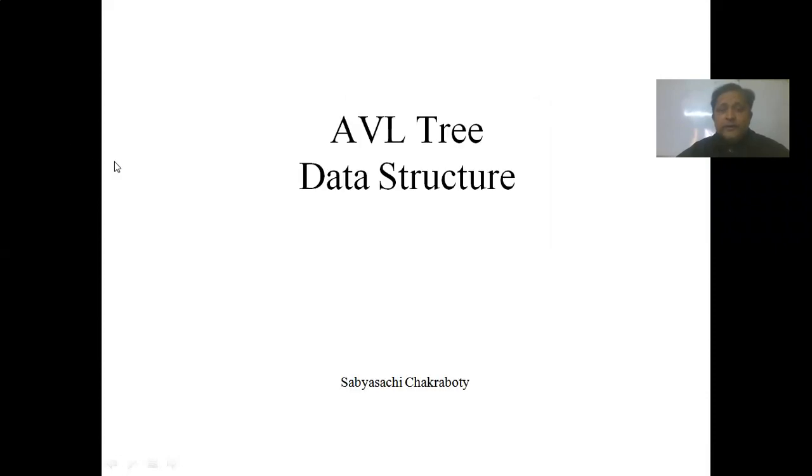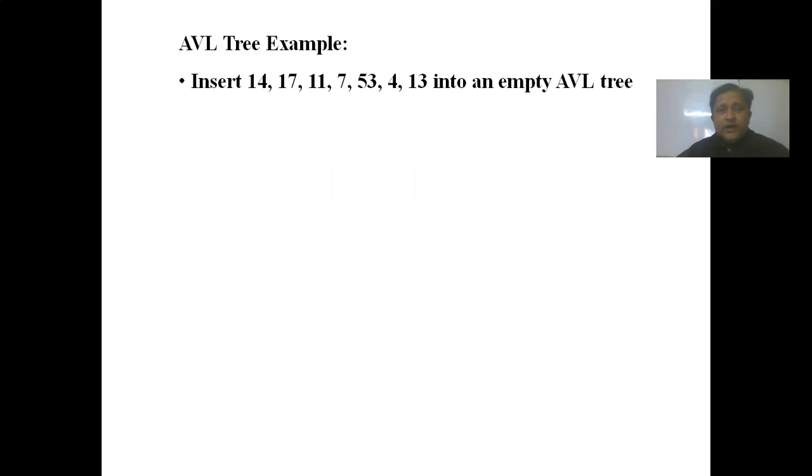An AVL tree, as we know, is a balanced binary search tree where all the nodes are balanced, meaning all the nodes satisfy the balance factor criteria. The balance factor of all the nodes should be either -1, 0, or +1, confined within these three values. Otherwise, we have to say the node is not balanced and the tree hence is not balanced. So now let's have an example.